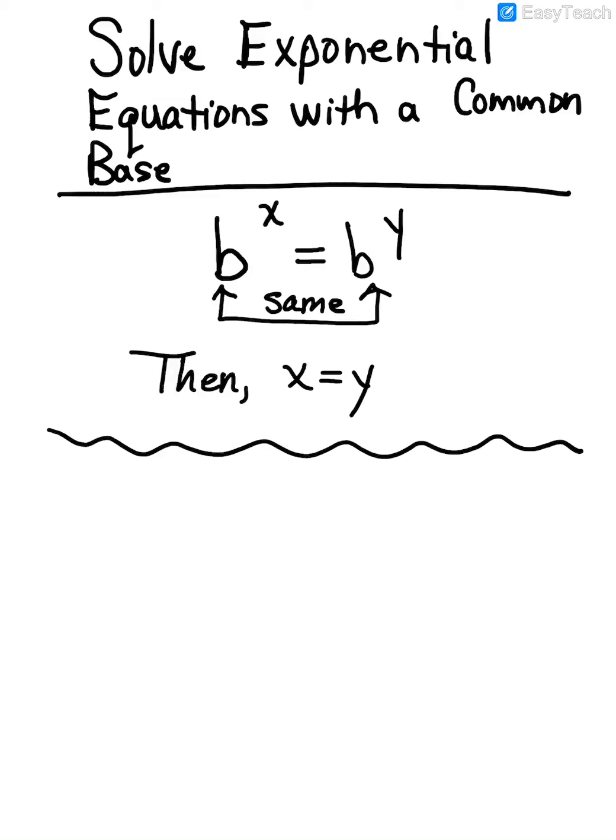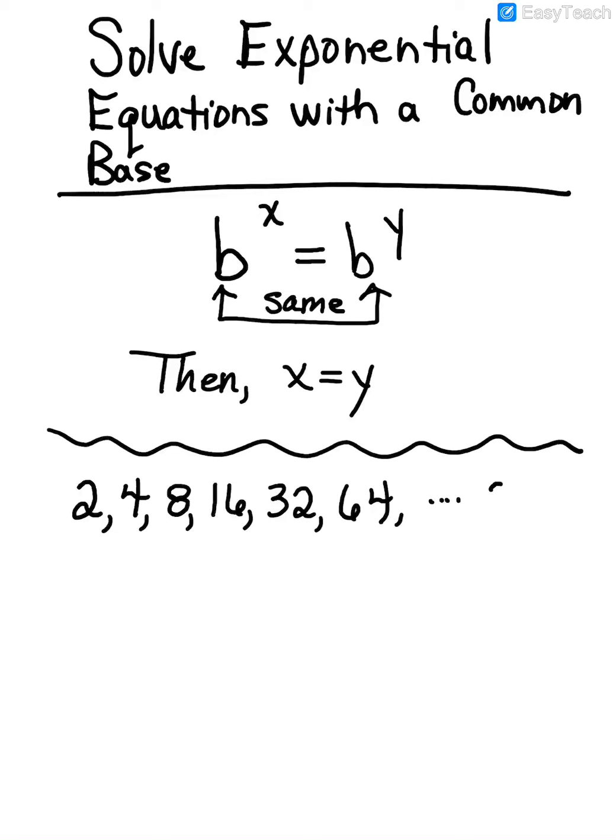So when you think about a base of 2, 2 to the first would just be 2. 2 squared would be 4. 2 cubed would be 8. 2 to the fourth is 16. 2 to the fifth is 32. And 2 to the sixth is 64. And so on. As we start looking at problems, if we see those numbers within a problem, we will know that they are all some power of 2.